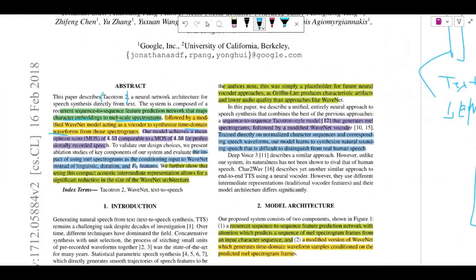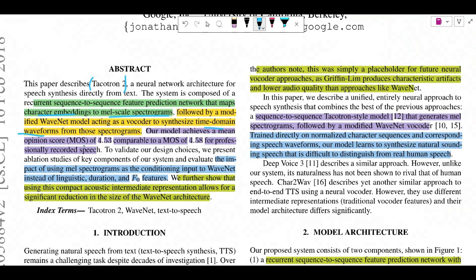They say that their model achieves a mean opinion score of 4.53 compared to a MOS of 4.58 for professionally recorded speech. What is MOS? MOS is just asking humans to rate your audio sample from 1 to 5 and taking the mean of it across samples and humans. Right.